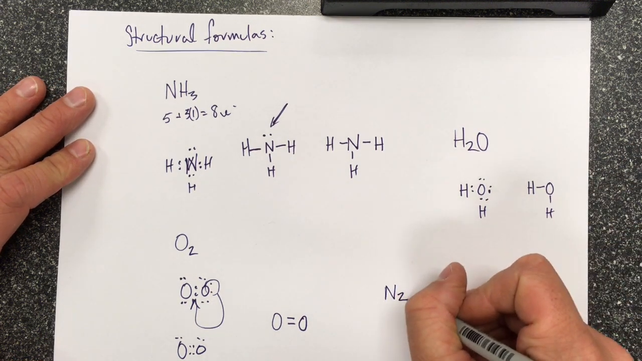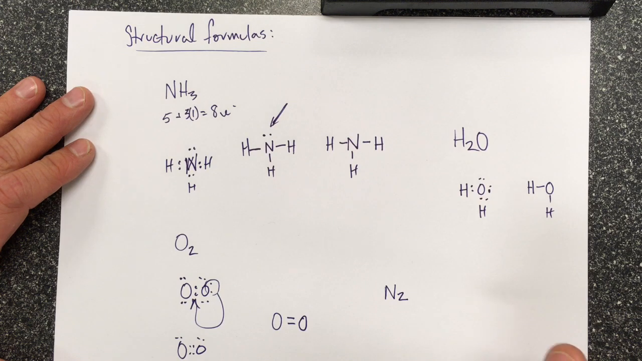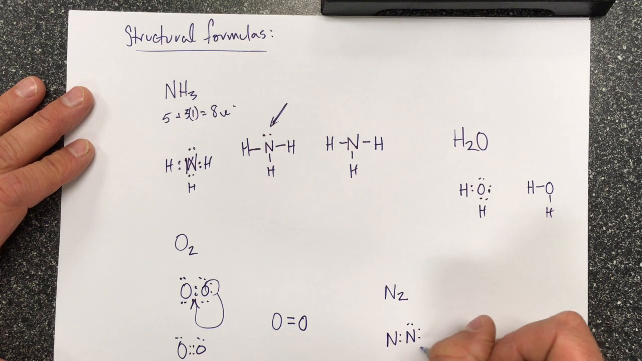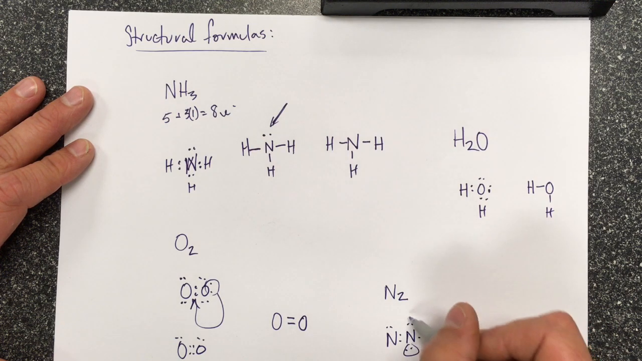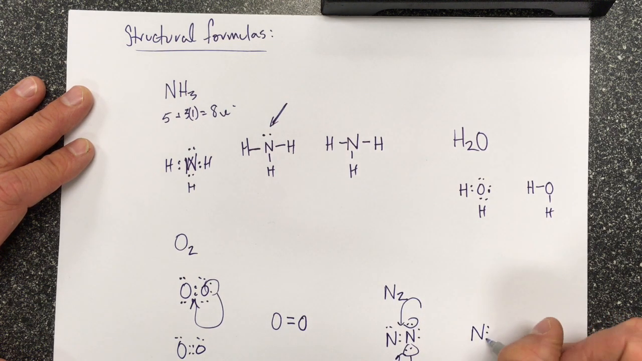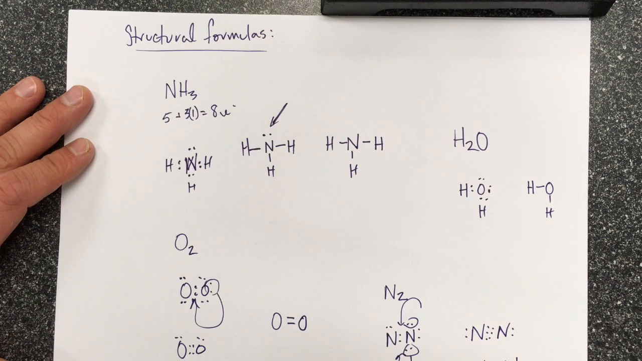And if we had N2, which has a total of 10 valence electrons, we get nitrogen bonded to a nitrogen. We fill up this octet like this. And then we have to move 2 of these into the middle to make a triple bond. The structural formula, though, would just be this.